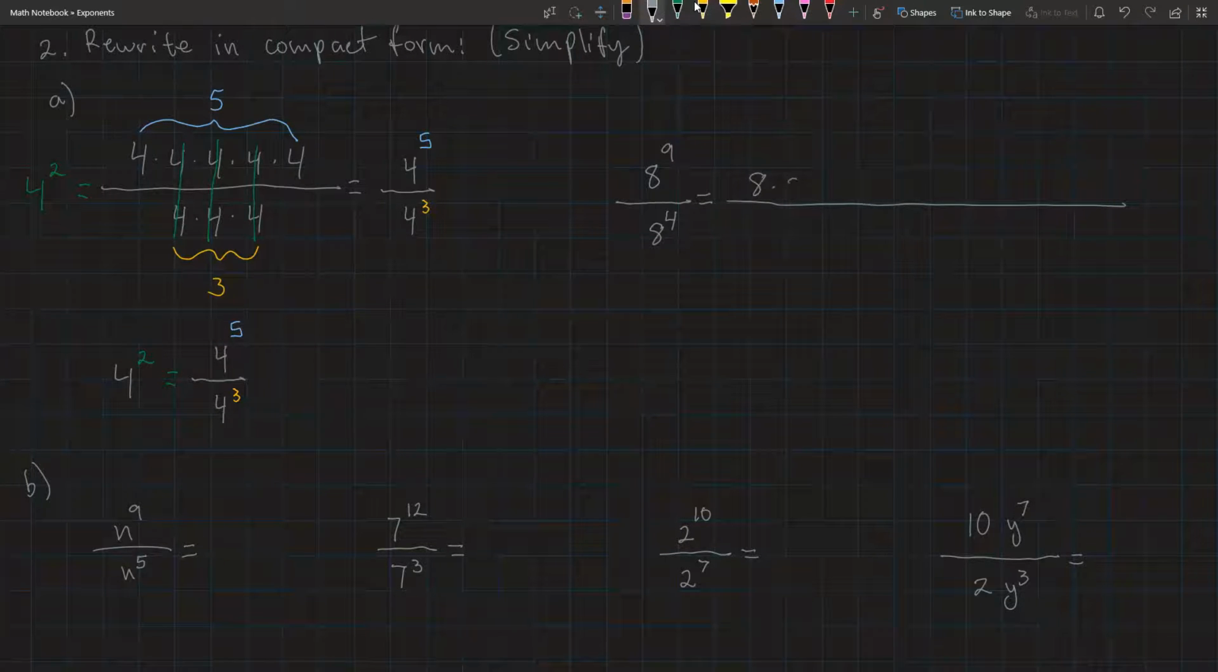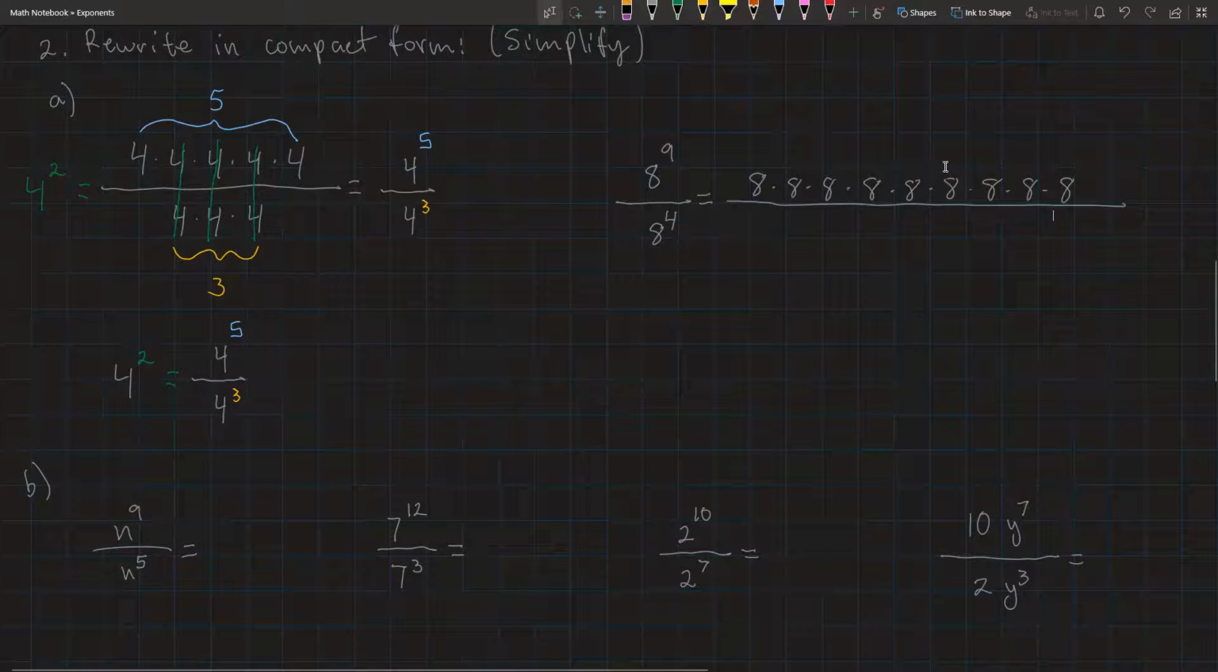It's going to be 8 times 8 times 8 times 8 times 8 times 8. That's 6 so far. Times 8 times 8 times 8. That's 9 of them. 3, 6, 9. That's right. And how many 8s multiplied by themselves on the denominator? It's going to be 8 times 8 times 8 times 8. And hopefully you recognize this on the left side is the same as this on the right side. All right, let's simplify the ones. How many ones do you see? Meaning how many 8 over 8s?